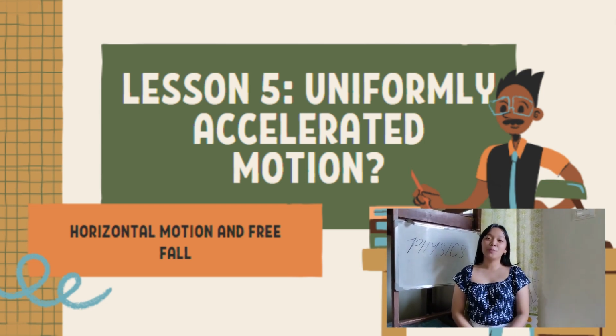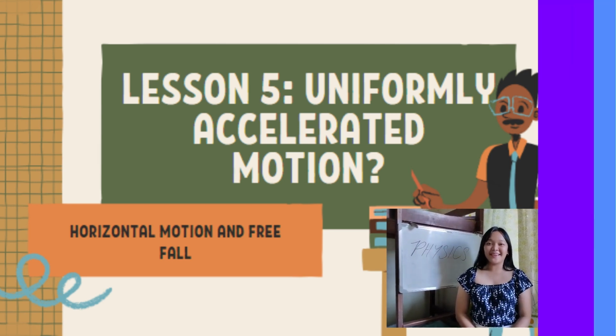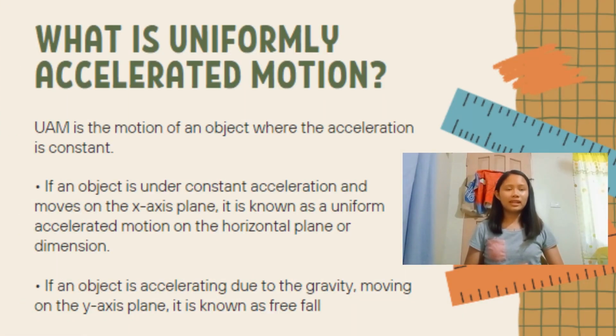For today's video, we will be learning about uniformly accelerated motion in physics and how to solve problems involving this topic. What is uniformly accelerated motion? UAM is the motion of an object where the acceleration is constant. If an object is under constant acceleration and moves on the x-axis plane, it is known as a uniformly accelerated motion on the horizontal plane or dimension.